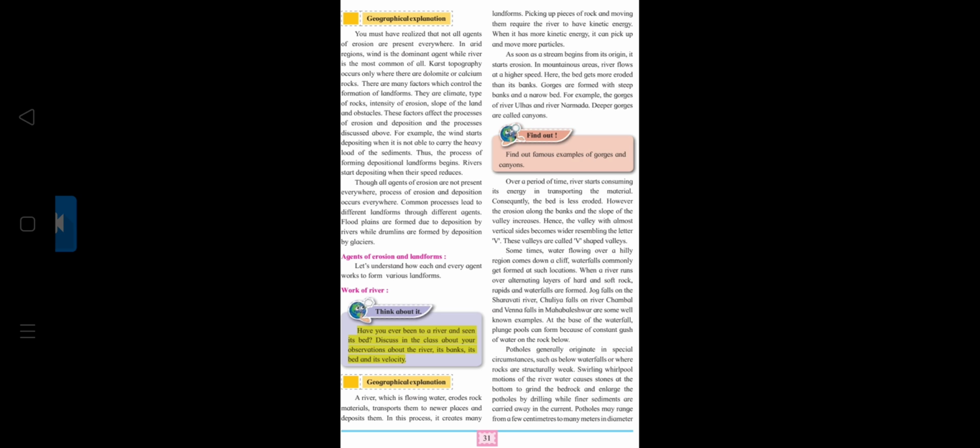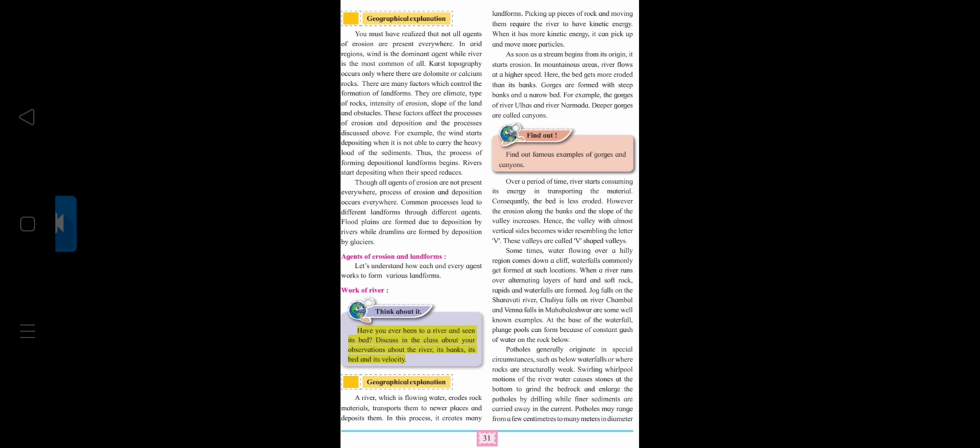At the base of the waterfall, imagine a picture of a waterfall and think, now we are talking about the base of the waterfall, plunge pools can form because of the constant gush of water on the rock below. So this is a very common picture that you can see and understand what happens.